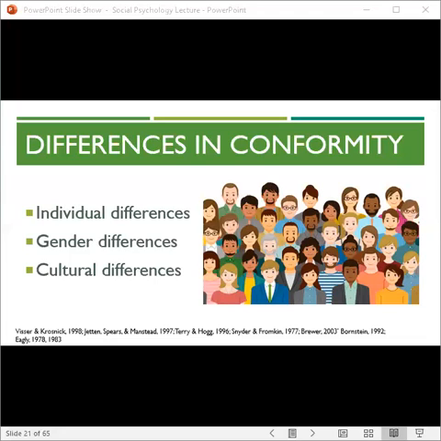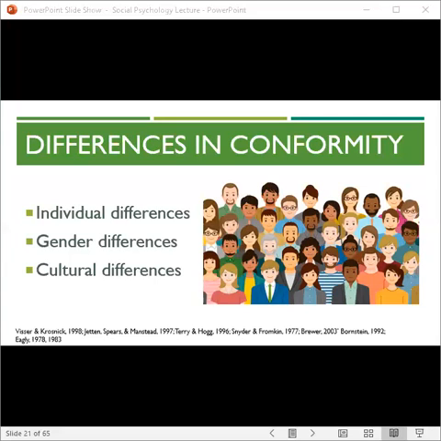Some small gender differences have also been found. So men on average are more concerned about appearing to have high status and may be able to demonstrate this status by acting independently from the opinions of others. So in other words, men tend to be a little bit more likely to go against conformity or to not conform.